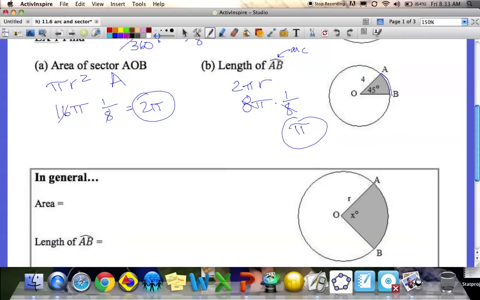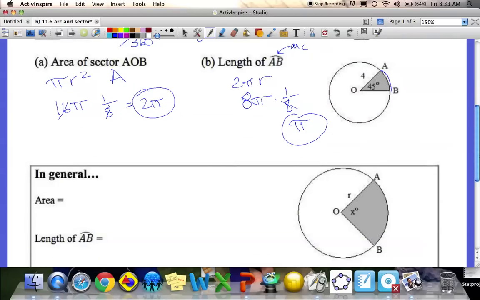In general, the area of a sector is the fraction of the degrees, so it's x over 360 degrees. That would be the fraction of the circle in the sector. And you multiply that times the area of the whole circle, which is pi r squared.